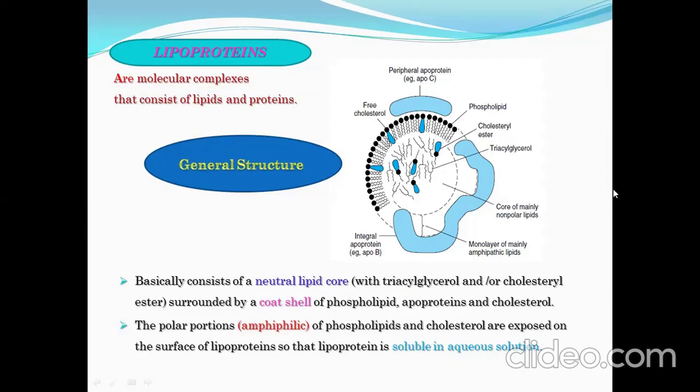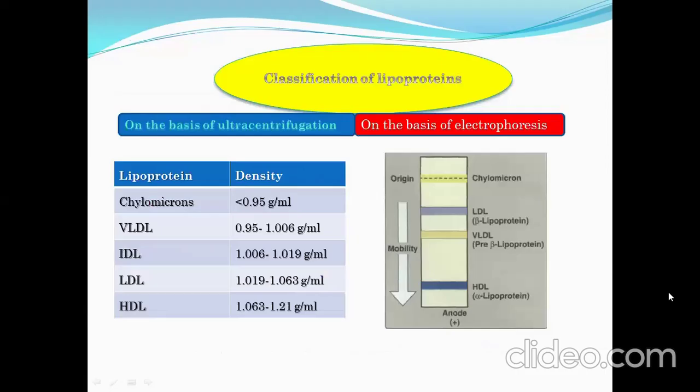Basically it consists of a neutral lipid core. Neutral lipid means nothing but the triglycerides as well as cholesterol esters, which are surrounded by a coat shell of phospholipids, lipoprotein, and cholesterol moiety. The polar portion, that is the amphiphilic phospholipids and cholesterols, is exposed on the surface of the lipoprotein so that the lipoprotein is soluble in aqueous solutions. Aqueous solution means ether, alcohol, benzene. Yeah? So all these are aqueous solutions. So they are not going to be soluble in water.